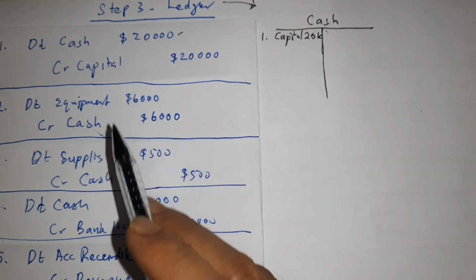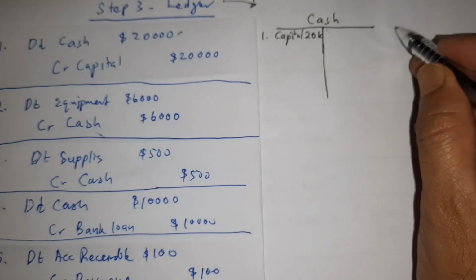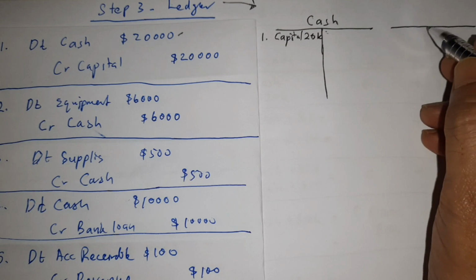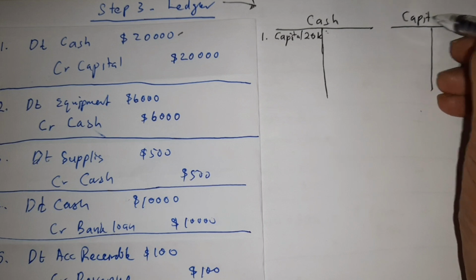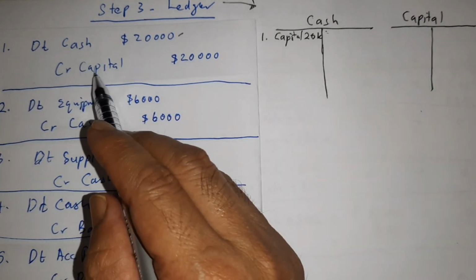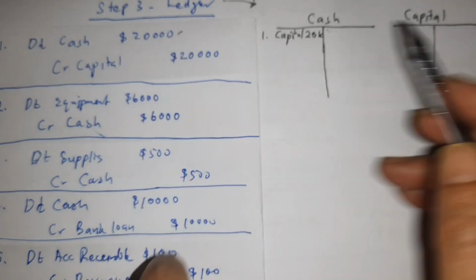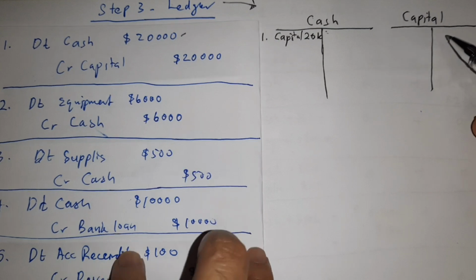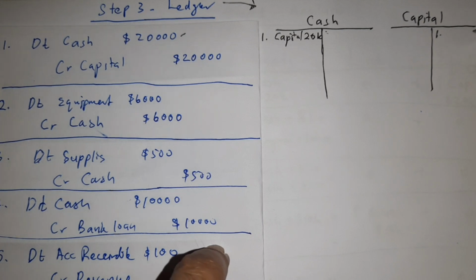So you have to create an account for capital. Now the journal entry says you have to credit account capital 20,000. When you credit the account, you have to record it on the right side of the account, because credit means right. So the date is 1, credit account capital 20,000.